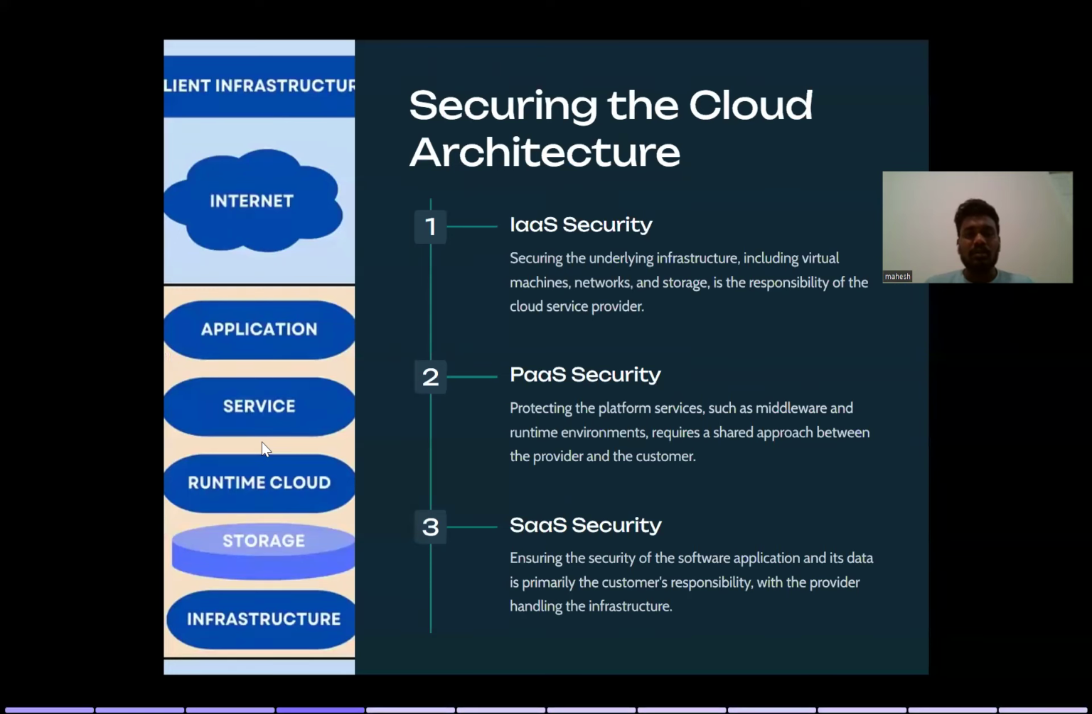So, in this slide, I want to explain about securing the cloud architecture. In this, the client architecture has internet, application, services, runtime, cloud storage, and infrastructure. In this IaaS, cloud provision gives customers the capability to access virtual computers, network accessible storage, network infrastructure components, and other fundamental computing resources on which the consumer can deploy and run arbitrary software.